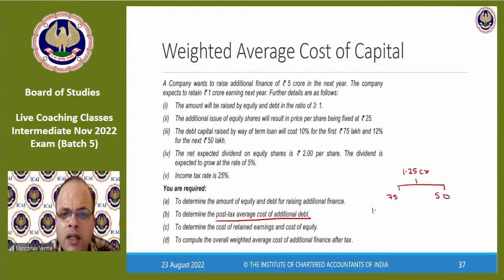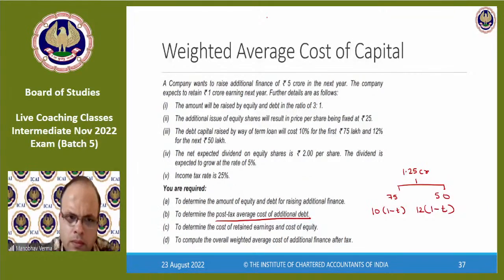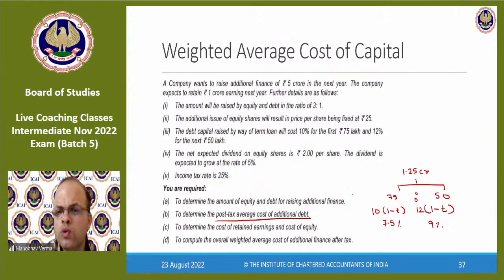75, it is 10% times (1 minus T). And 50 is 12% times (1 minus T). And tax is 25%, isn't it? Tax is 25%. So that means my cost of debt here is 7.5% and here it is 9%. And the ratio we have is 75 to 50, guys, 3 to 2. So we can multiply this by 3 by 5 and this by 2 by 5, and that will be our answer.